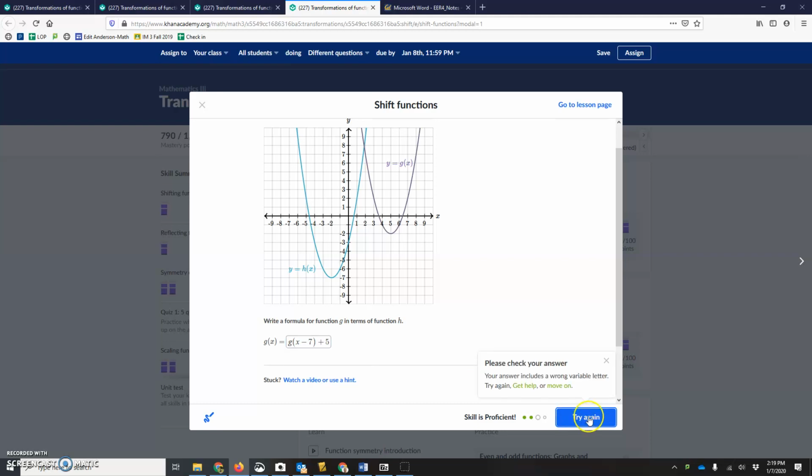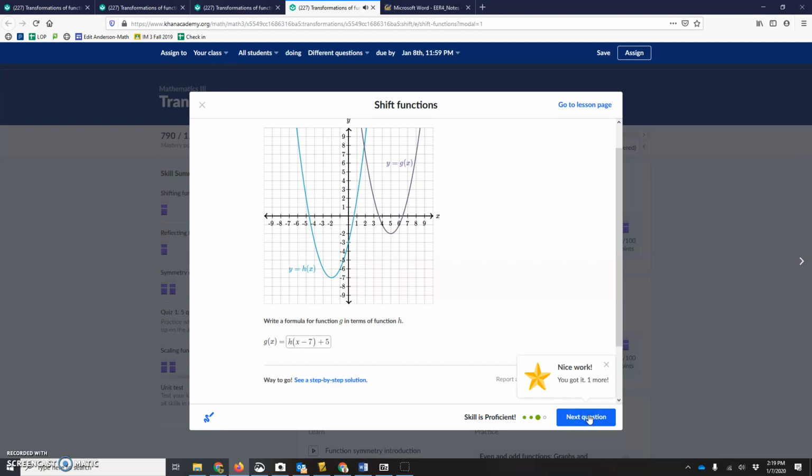Please check, it says I included the wrong variable. Let's see here. What am I doing wrong? Oh, this seems to be h of x, not g of x. In terms of, this is h of x. We're trying to create g of x. And there it is.